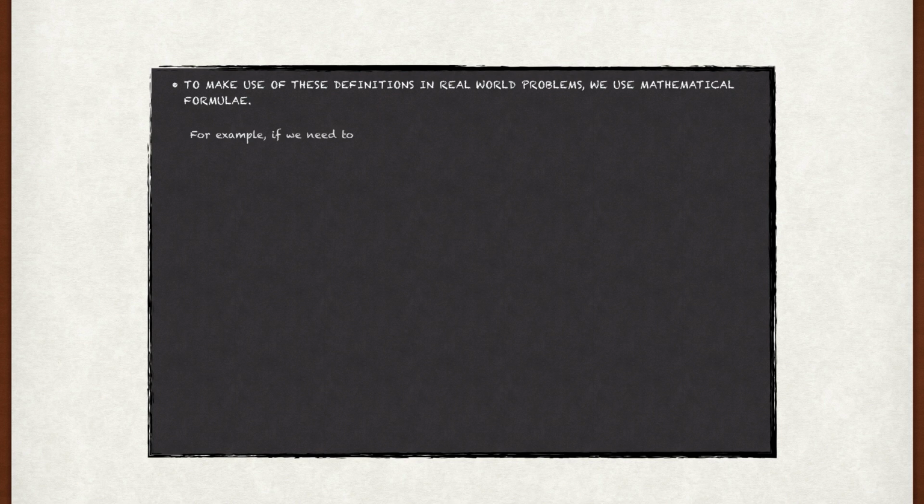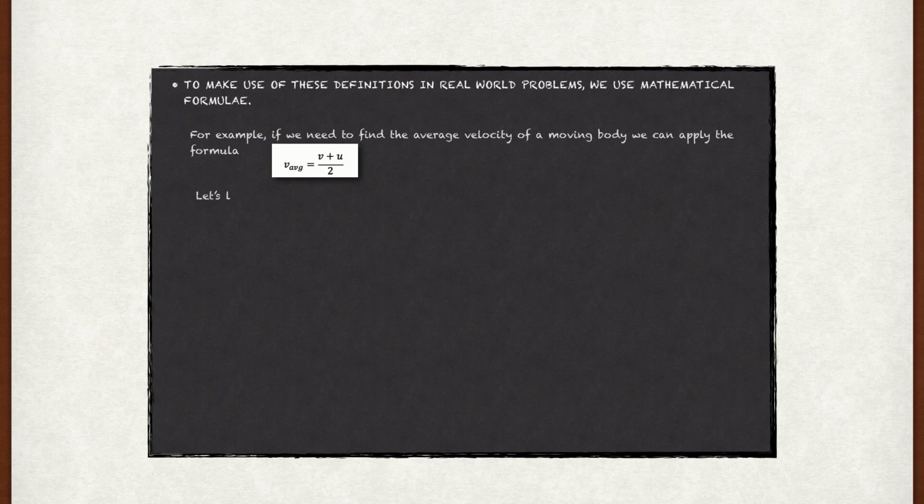Right? So to make use of these definitions in the real world, we pretty much use mathematical formula. For example, if we need to calculate the velocity of a moving body, or the average velocity of a moving body, we can apply the formula v average is equal to (v plus u) over 2. So that's initial velocity plus final velocity divided by 2.